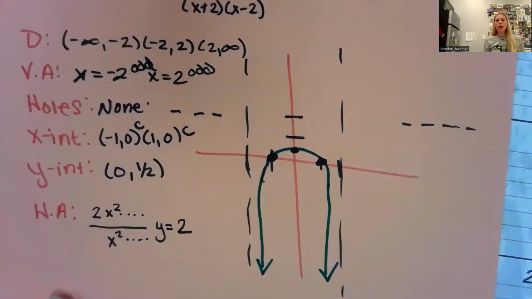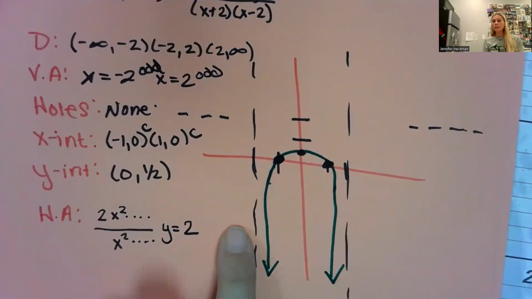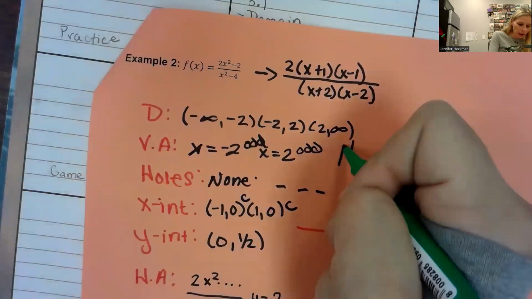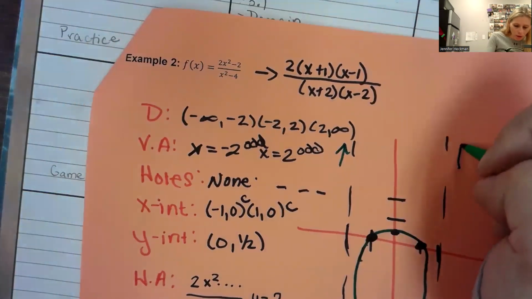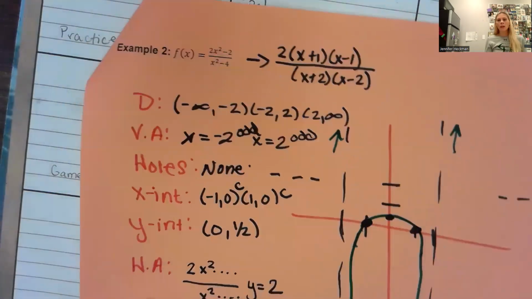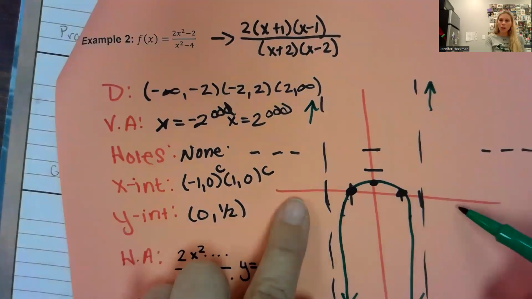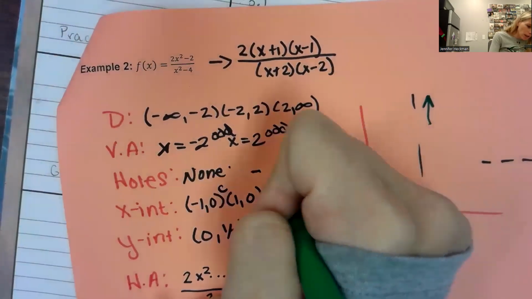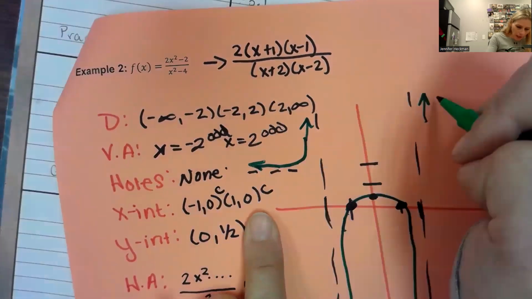I then know that these vertical asymptotes are odd, so they have to go in the opposite direction. So that means they're both going to be going up. I also know we have no other x-intercepts, correct? So I know that this is going to flatten out.